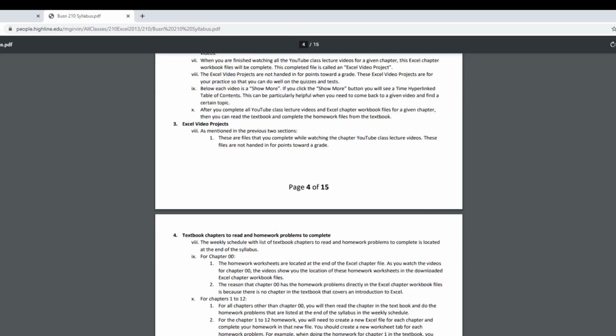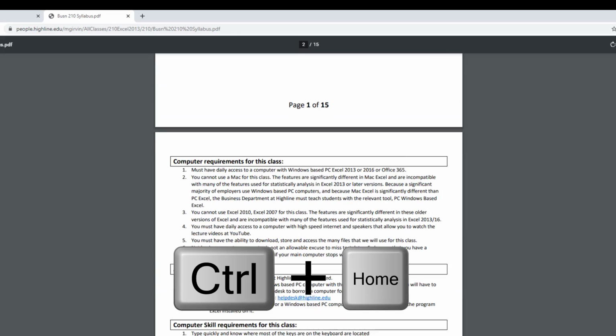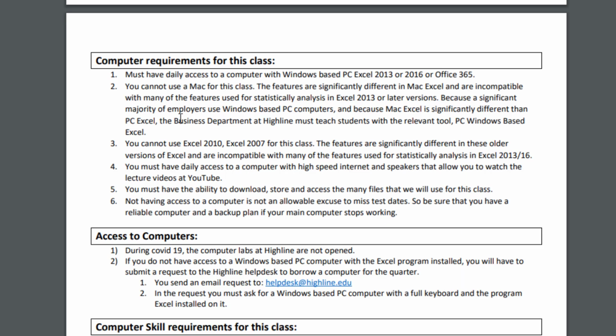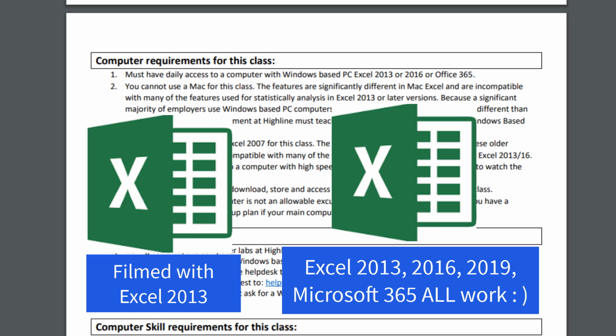Now I'm going to go back to the very top. By the way, the keyboard is Control Home. Computer requirements for this class. You must have daily access to a computer with Windows-based PC, Excel 2013 or later. Any version will work. I filmed everything in this class using Excel 2013 because all the statistical calculations and pivot tables haven't changed at all. So you can use any version 2013 or later.